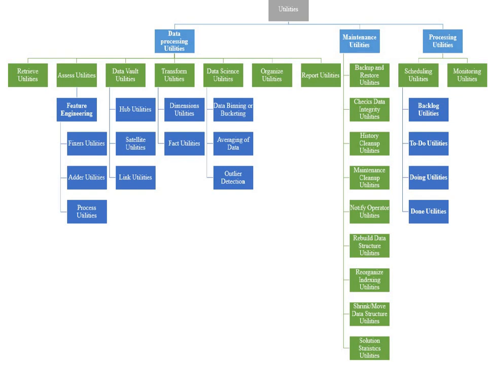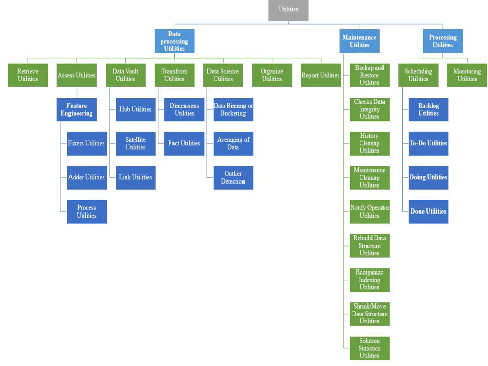Okay, so there are three main types of utilities as you can see in the diagram. The very first one is the data processing utilities. The second one is maintenance utilities, and the third one is processing utilities. Processing utilities are further divided into scheduling utilities and monitoring utilities. Scheduling utilities are in turn divided into backlog utilities, to-do utilities, doing utilities, and done utilities. If you talk of maintenance utilities, these are the utilities found under maintenance utilities.